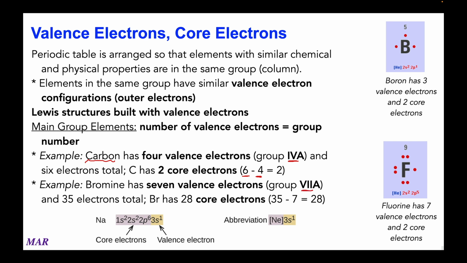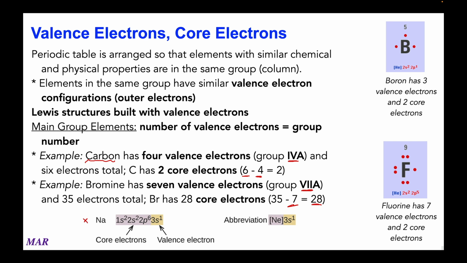Bromine is in group 7A, so that means it has 7 valence electrons. Bromine has a total of 35 electrons, so 35 minus 7, bromine has 28 core electrons.